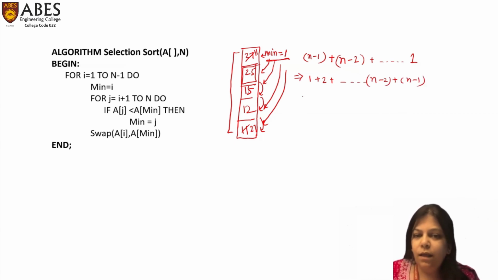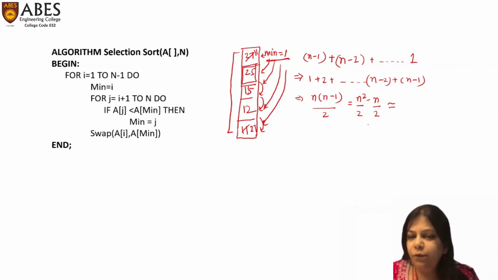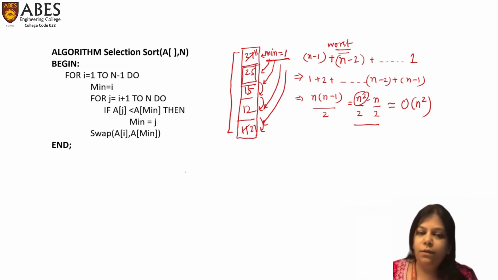And we know that this expression can be written as n into n minus 1 by 2, which gives us n square by 2 minus n by 2. This is nothing but a function of n with the highest order of n square. So this can be represented as big O of n square, right? So this is the worst case complexity. This is the worst case complexity of the selection sort algorithm.